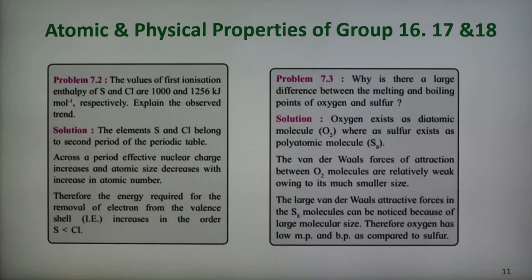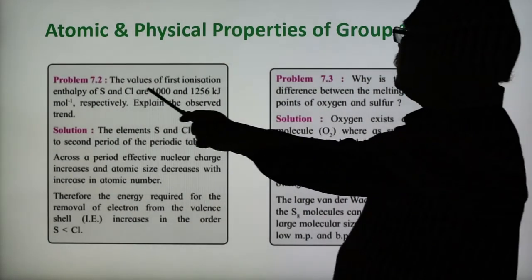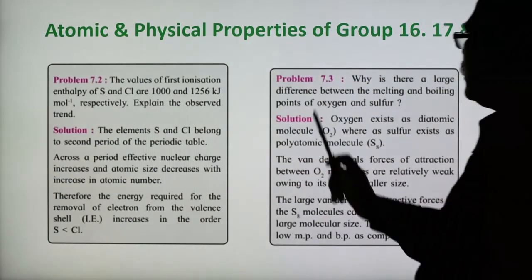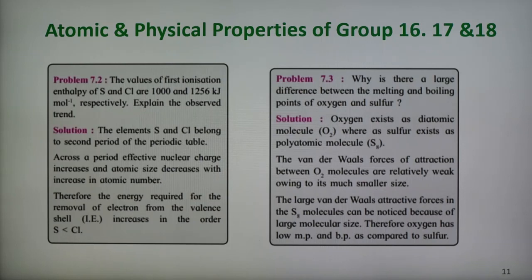Another question, 7.2: the values of first ionization enthalpy of sulfur and chlorine are 1000 and 1256 kilojoule per mole respectively. Explain the observed trend. We know that the elements sulfur and chlorine belong to the third period of the periodic table. In the oxygen family, oxygen then sulfur is the second element, and in the halogen family, fluorine then chlorine.